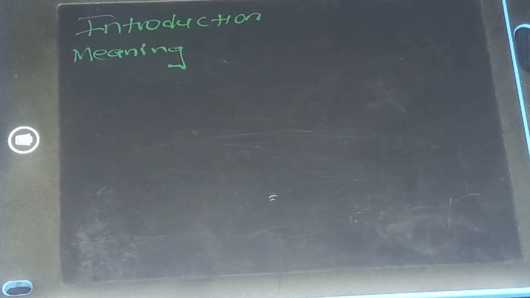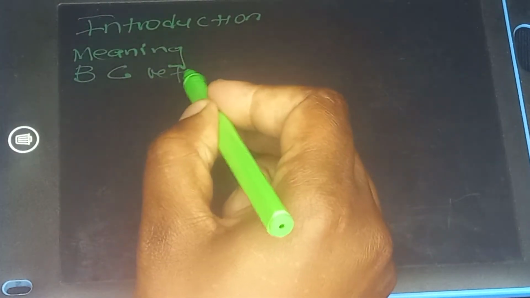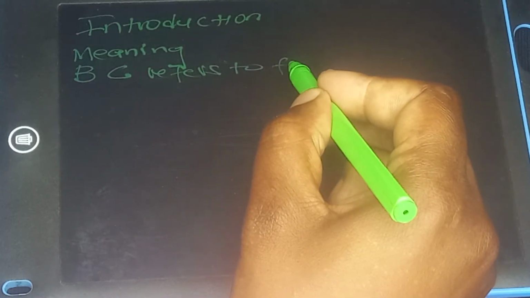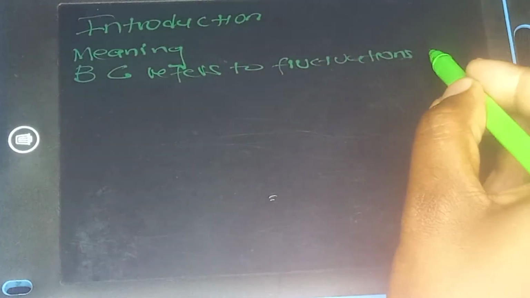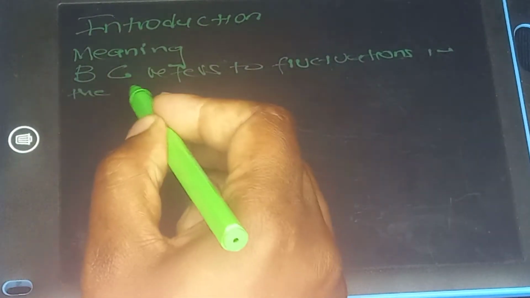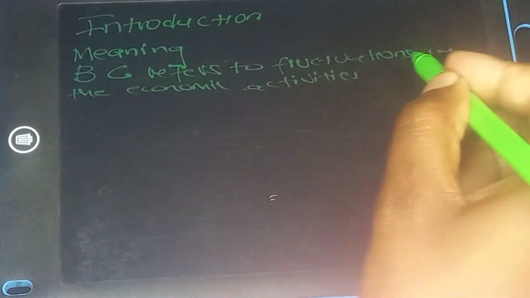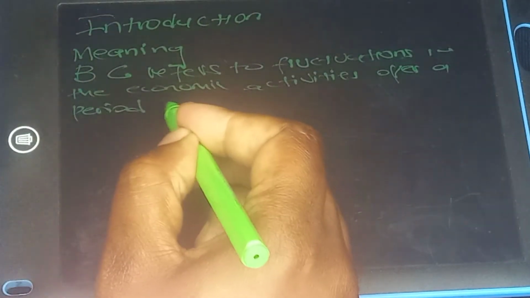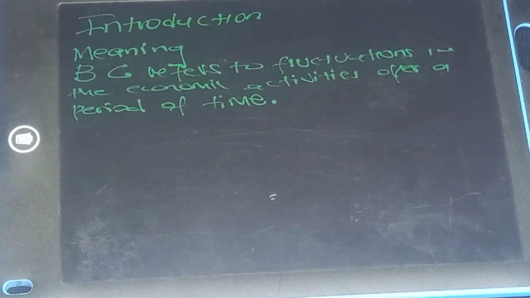What is a business cycle? Now, a business cycle refers to fluctuations in the economic activities over a period of time. So that's your meaning for business cycle.